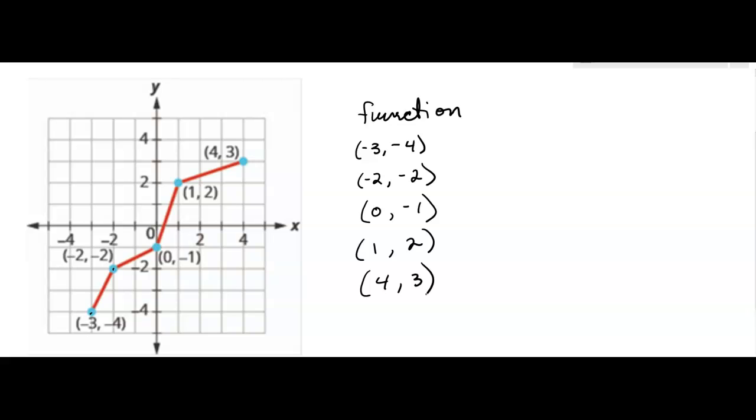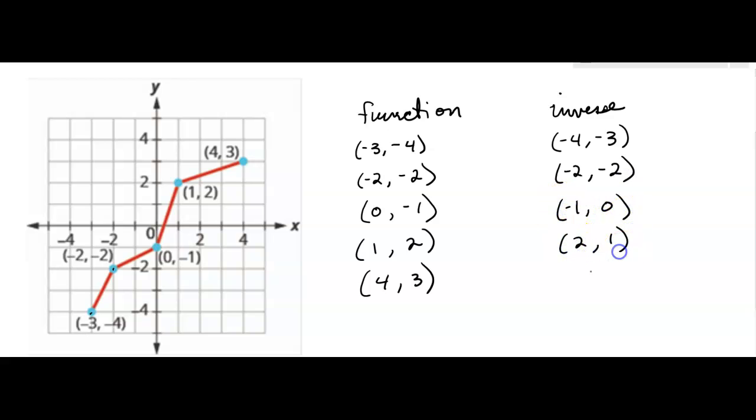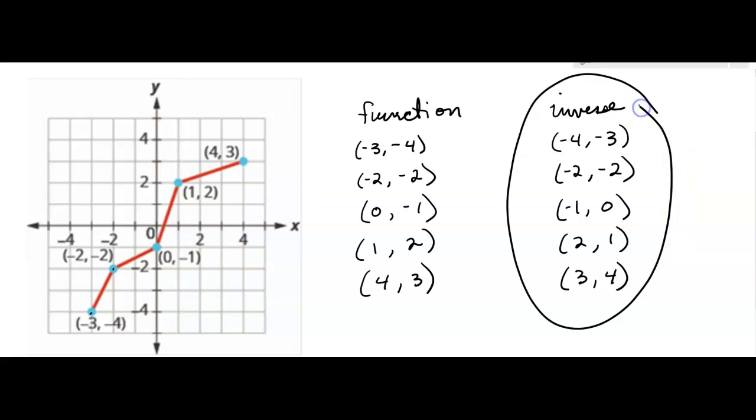Now we're going to graph the inverse. Over here, I'm going to write a list of points that I know are the inverse points. Well, switch the x and y. So (-4, -3), (-2, -2), that one stays the same, (-1, 0), (2, 1), and (3, 4).